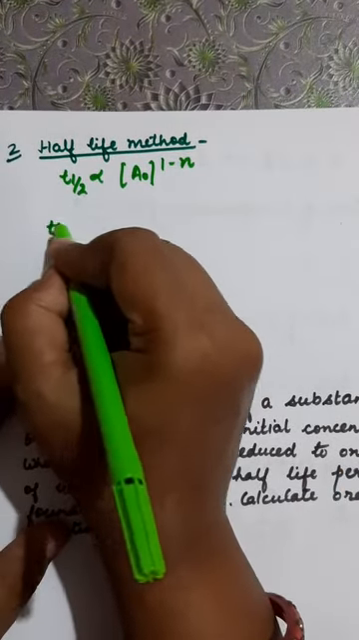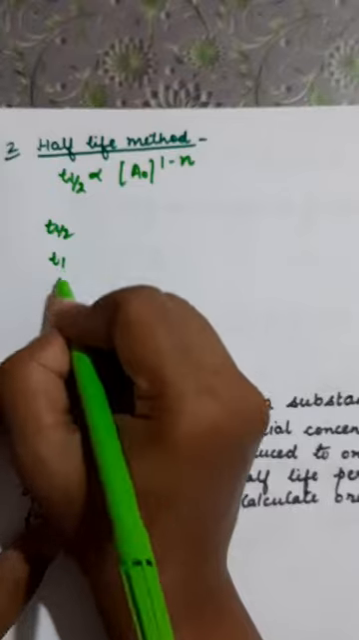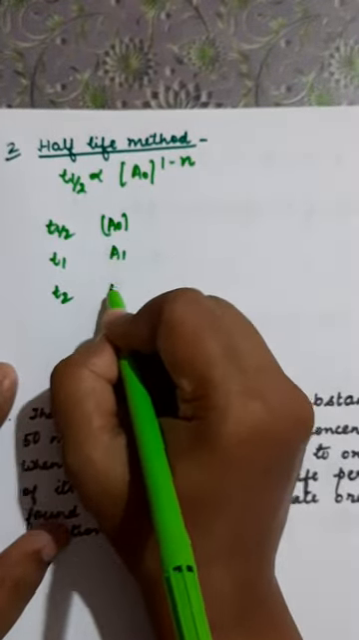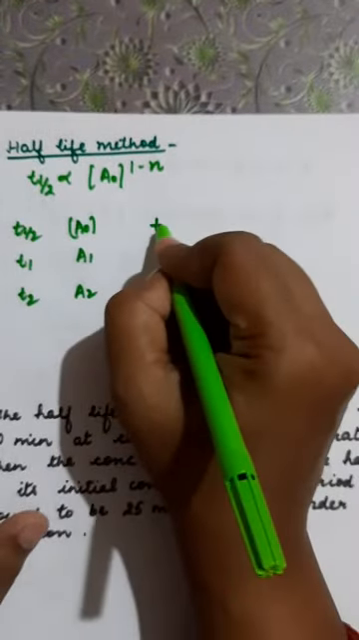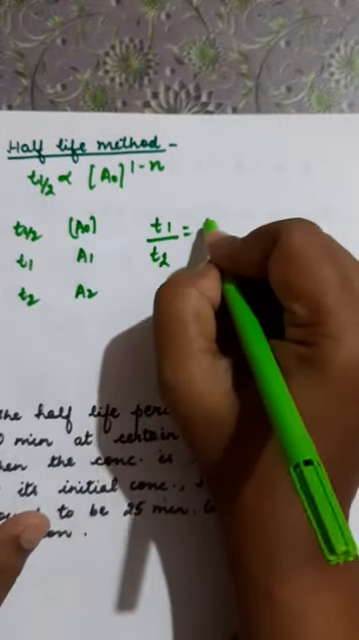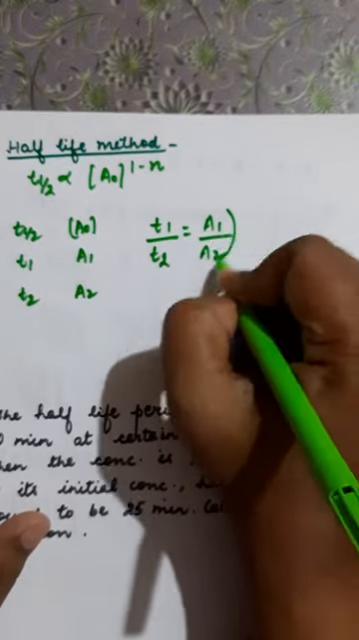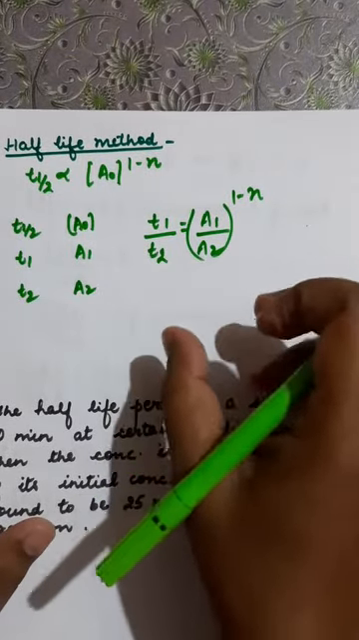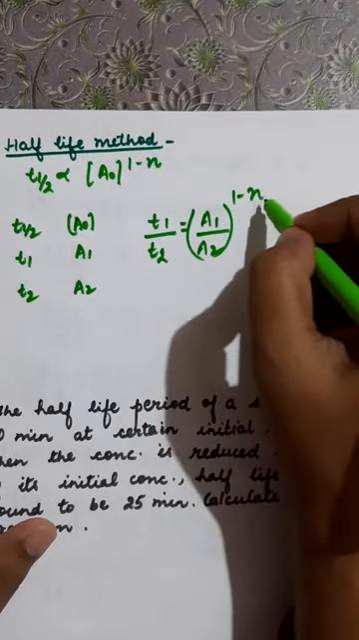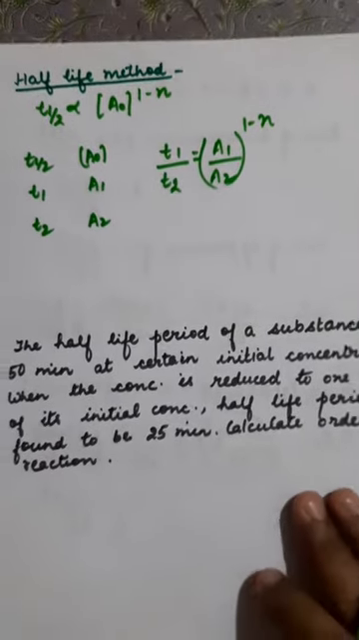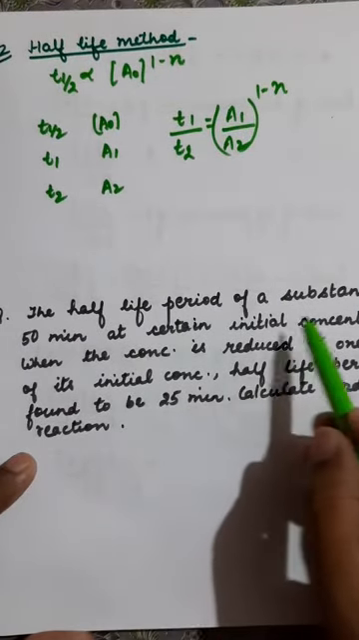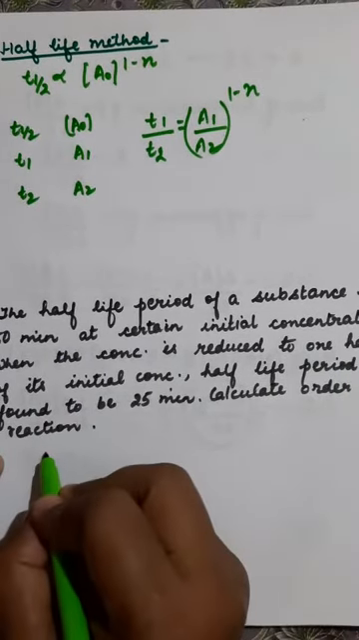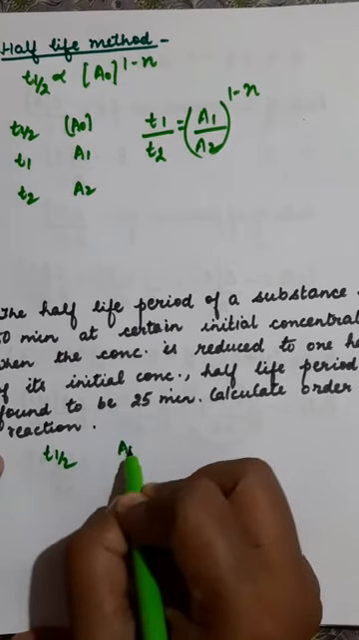Suppose time t half is given, t1 and t2, initial concentration is given a1 and a2. So what will be the expression? T1 upon t2 is equal to a1 upon a2 to the power 1 minus n. Clear? Now from this expression you can find out the order of the reaction. Now let's check this example. The half-life period of a substance is 50 minutes at certain initial concentration. Suppose T half we are writing here, concentration we are writing here.